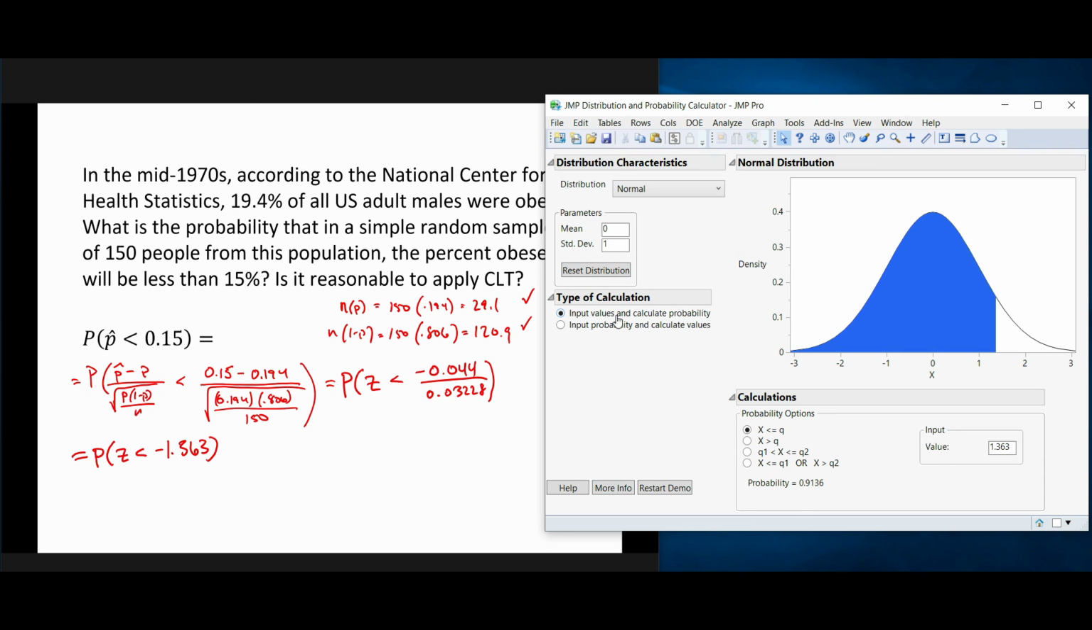And so now with that, I can take that into my distribution calculator for a standard normal. I'll be looking to calculate some probabilities given a value. So the probability that x is less than or equal to negative 1.363, and that is equal to 0.0864 is the probability that p hat is less than 0.15.